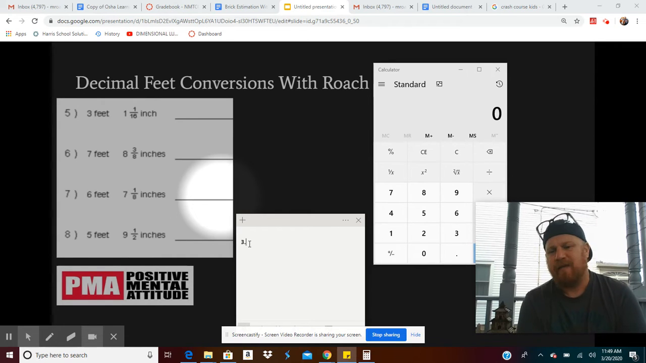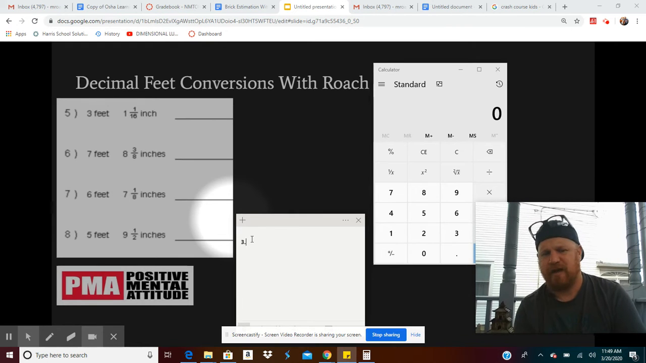All right. So that tells the calculator that it's 3 feet. That makes sense. We're converting this number into decimal feet. So right here, it says 3 feet. We're always going to bring the whole foot number down. So for this problem number 5, it's 3 and then a decimal.